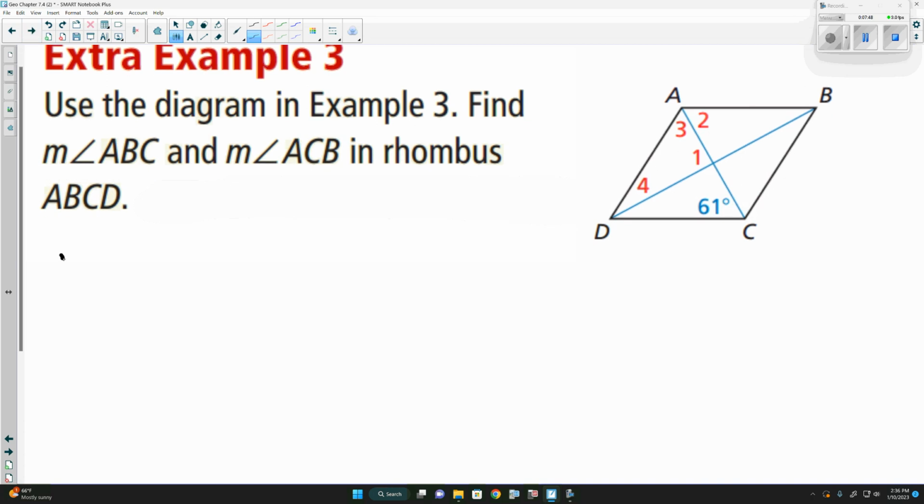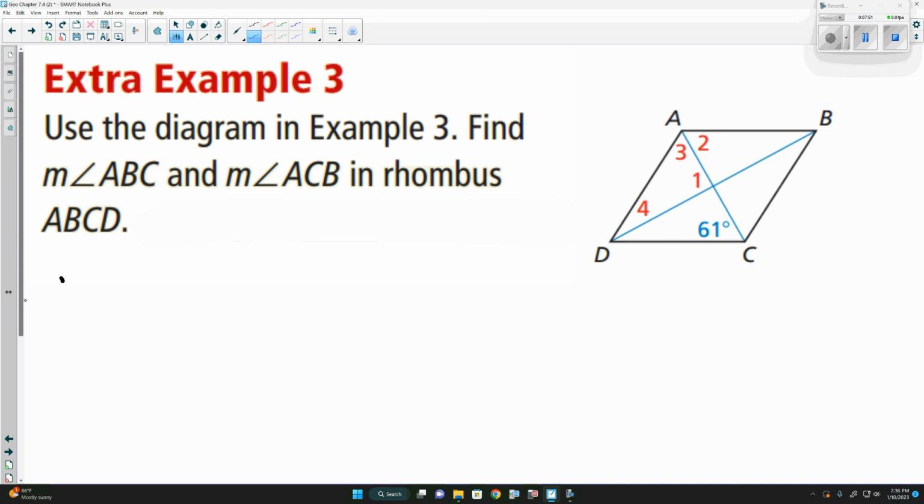Use the diagram in example 3 to find the measure of ABC and the measure of angle ACB. We already said the measure of angle 1 is 90, 3 and 2 are both 61, and angle 4 is 29. So those we already found. What we want to find is the measure of angle ABC, so the whole angle, and ACB. Well, we already found one of them. What is the measure of angle ACB?